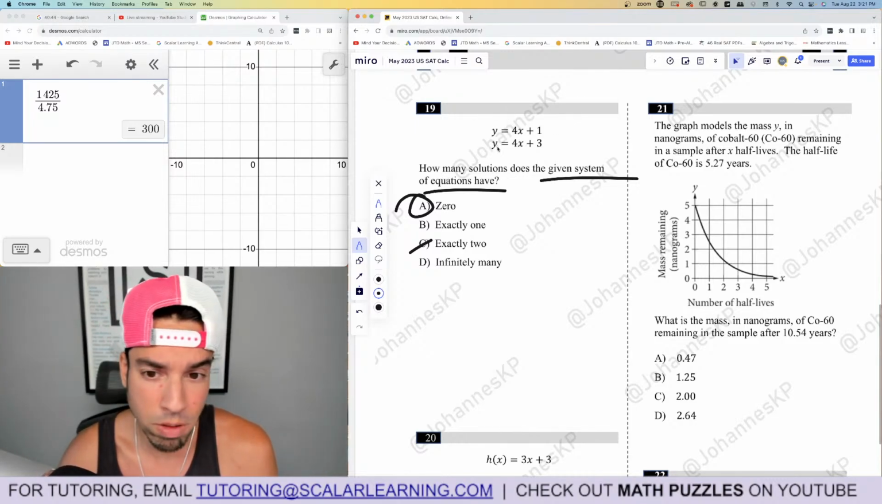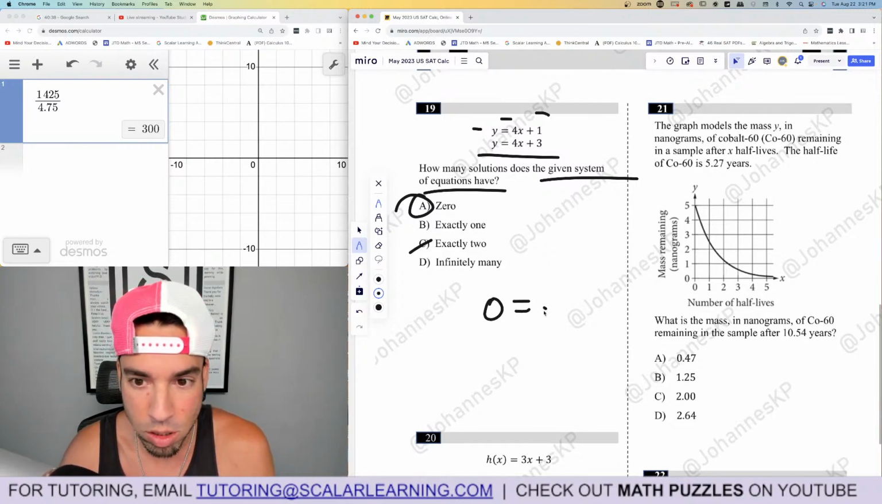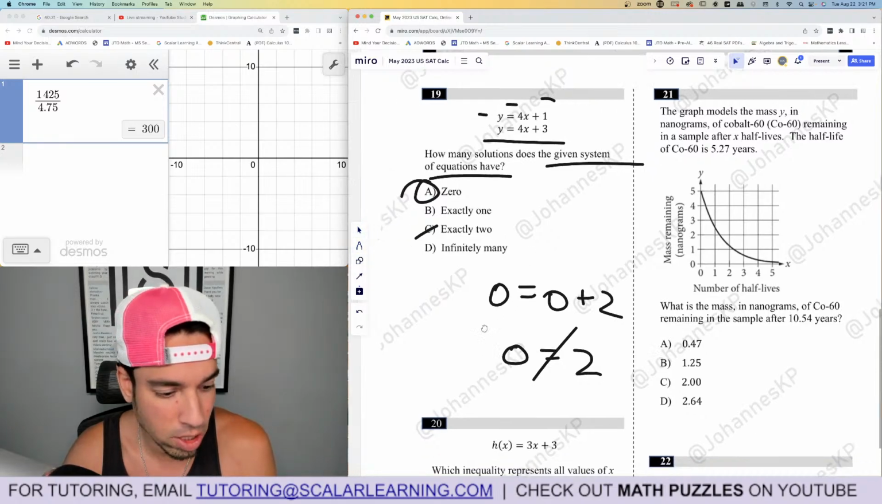You can also solve this if you want by elimination, negate, add them together. Negative y plus y is 0. Negative 4x plus 4x is 0. Negative 1 plus 3 is 2. Does 0 equal 2? No, it does not. This is a problem. That's an indication that there are 0 solutions.